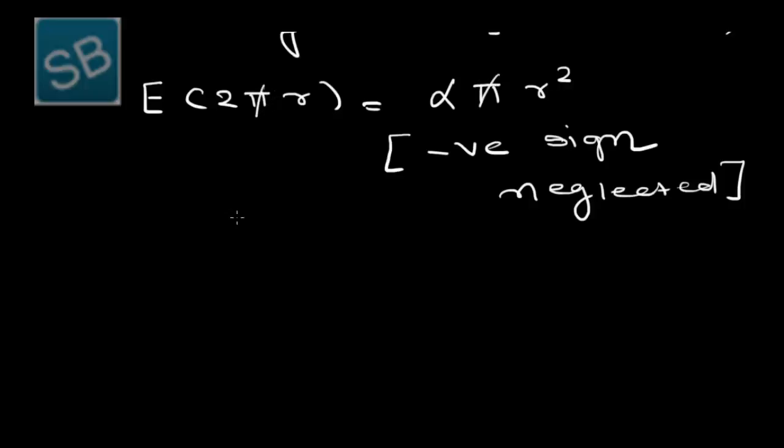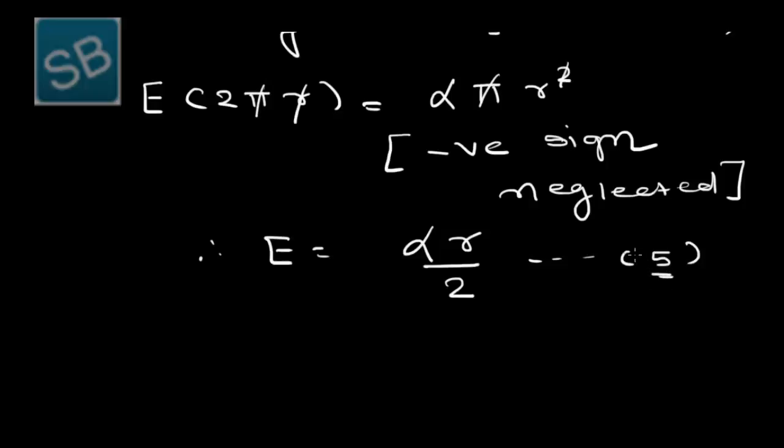Here pi is cancelled out. Therefore E is equal to alpha. Here one r is also cancelled out. So E is alpha into r divided by 2. So this is the final equation for the required electric field. Now we will switch on to illustration number 5, which is very easy.